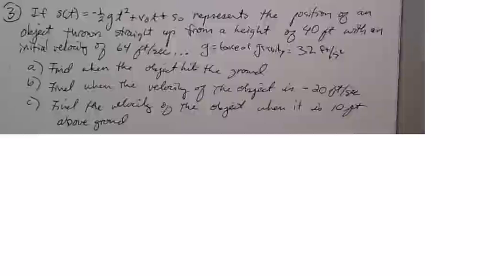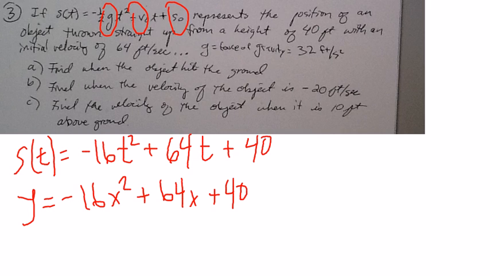In order to do that, we need to substitute into this equation our value for gravity, our v naught, our initial velocity, and our s naught, our initial height. So we do that, and we get the function s of t equals -16t squared plus 64t plus 40, and equivalently below it, how we're going to enter it into our calculator. So go ahead and enter that into your calculator and graph it.